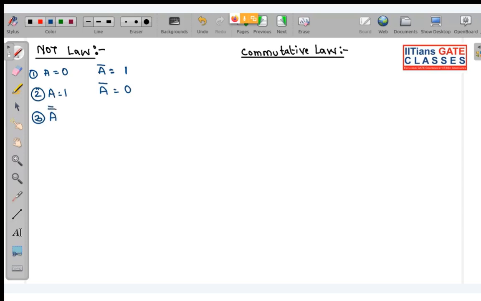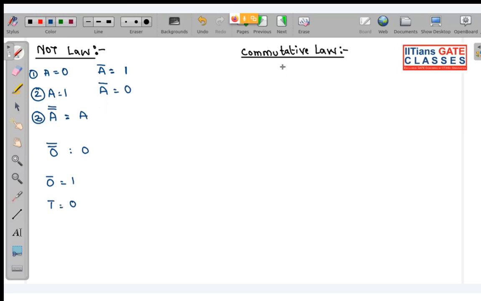Third, if I take double complement, obviously this will be equal to A, because the complements cancel out each other. Like 0 complement, again complement, this will be equal to 0. Why? Because 0 complement is 1. If I take one more complement on this, 1 complement is 0. You can see this is again returning back. So this is your simple NOT law.